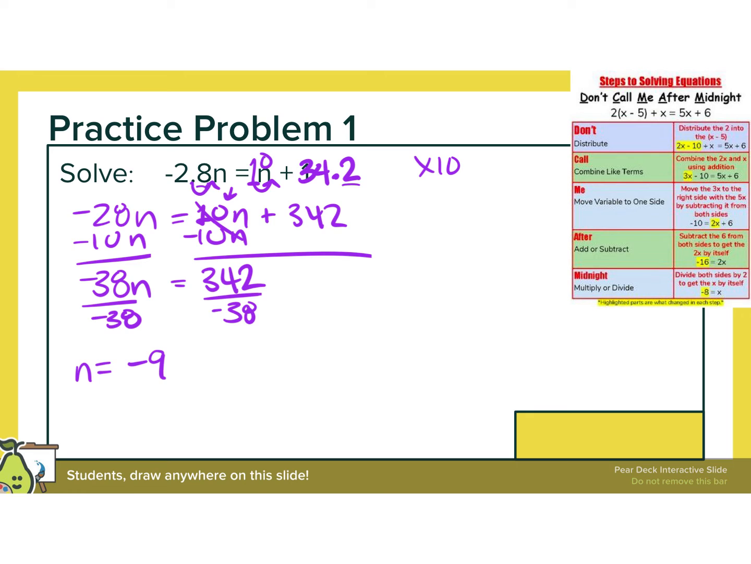Definitely, you can use a calculator for those bigger numbers, just so it can go faster for you. So my answer, make sure you put it in the box, is negative 9. We're going to check it on the next slide.